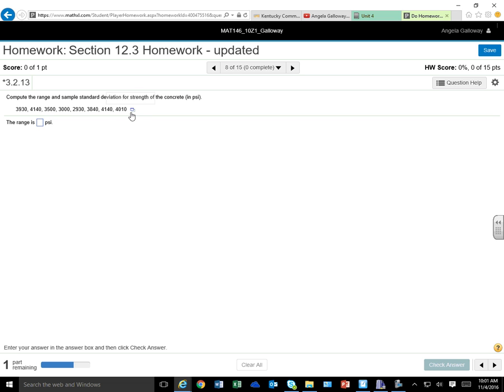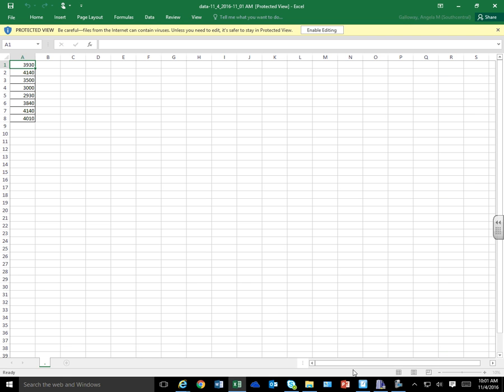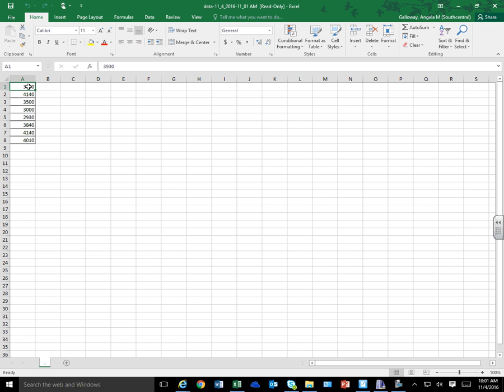Whenever you have a data set in your MyLabs, you'll notice this little blue box over here, and it says click to copy table when you hover over it. If I click on it, I can say open in Excel. If I click that, you might have to say yes, I want to open it. Then your data comes up here. That saves you time because you don't have to type in all the data, and you don't have to worry about typing in something wrong because it's all there for you.